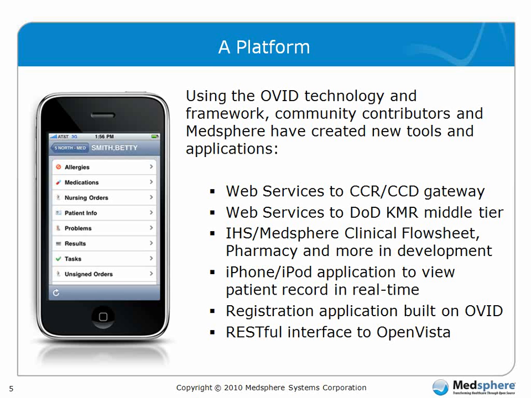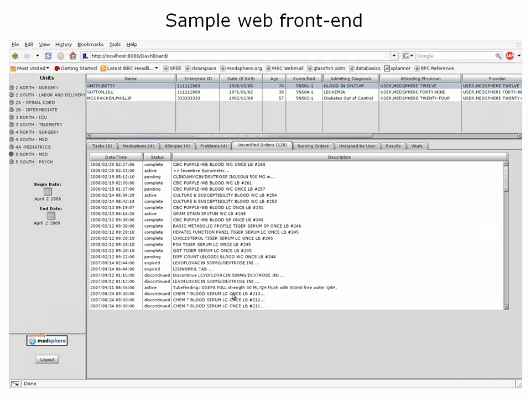So the iPhone app is an example of that with the RESTful interface. The registration application was one that was a surprise as well, a web application that somebody showed up and had built. So that's the type of contributions we've been seeing. I did want to show again briefly this is the sample web front end that we built just as an example of another way to use OVID when we released it. This code is in the open source repository as well.